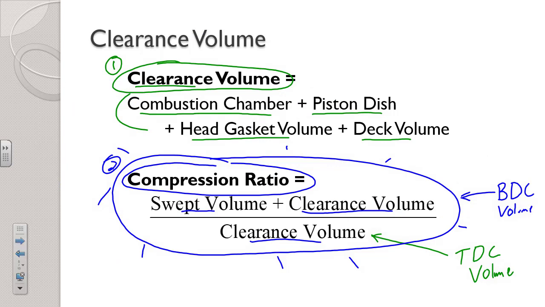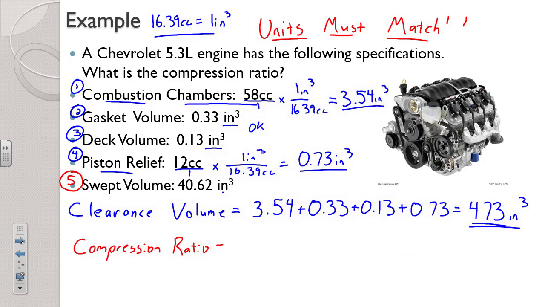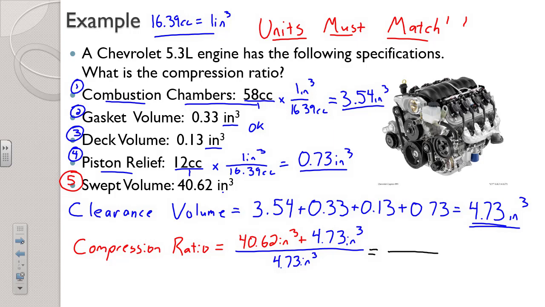Just a refresher here, we're going to take the swept volume, we're going to add on the clearance volume, and then we're going to divide those. Make sure that you put parentheses around there or get that total first. And then we'll divide by our clearance volume. Let's go ahead and do that. And so our swept volume is 40.62 cubic inches plus our clearance volume of 4.73 cubic inches. And we're going to divide that by 4.73 cubic inches. Make sure you get that total in the numerator first.